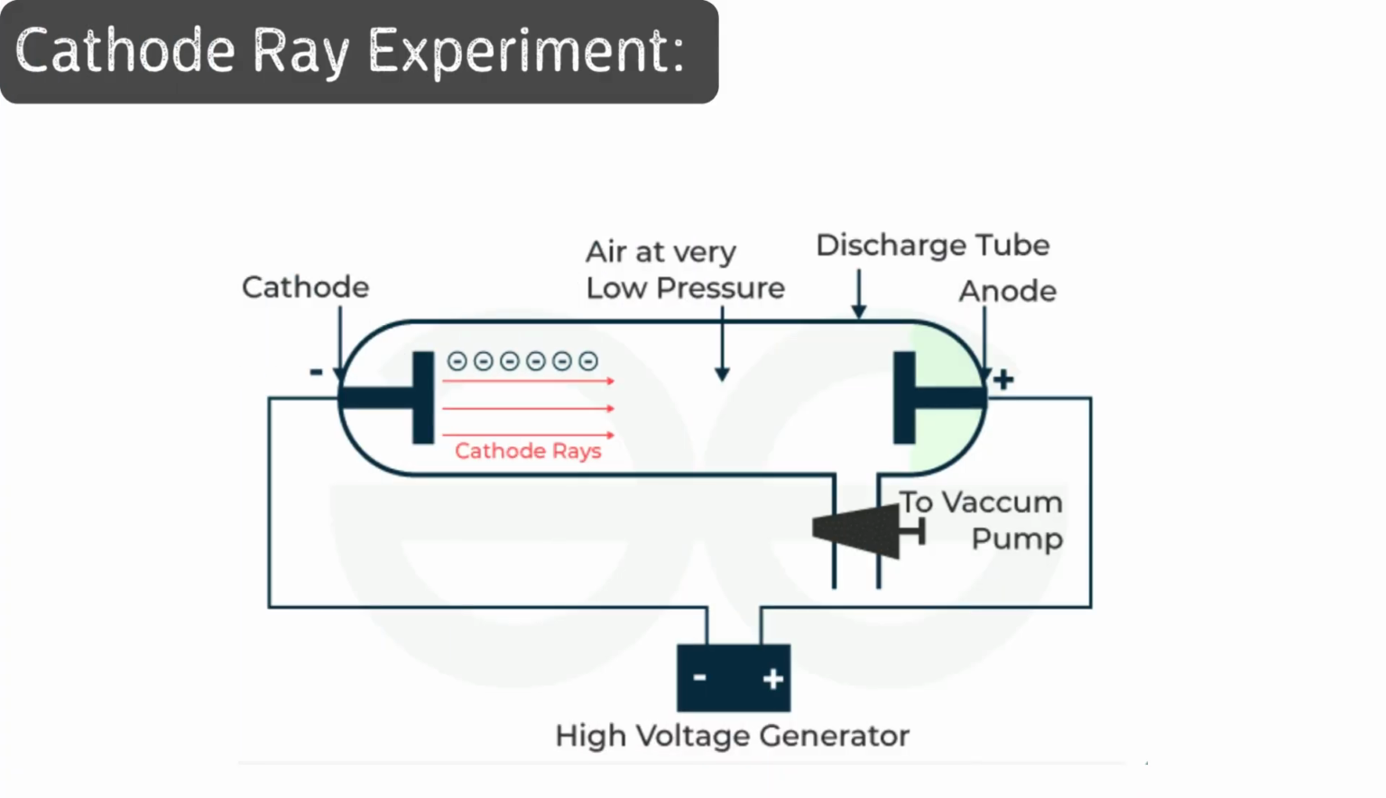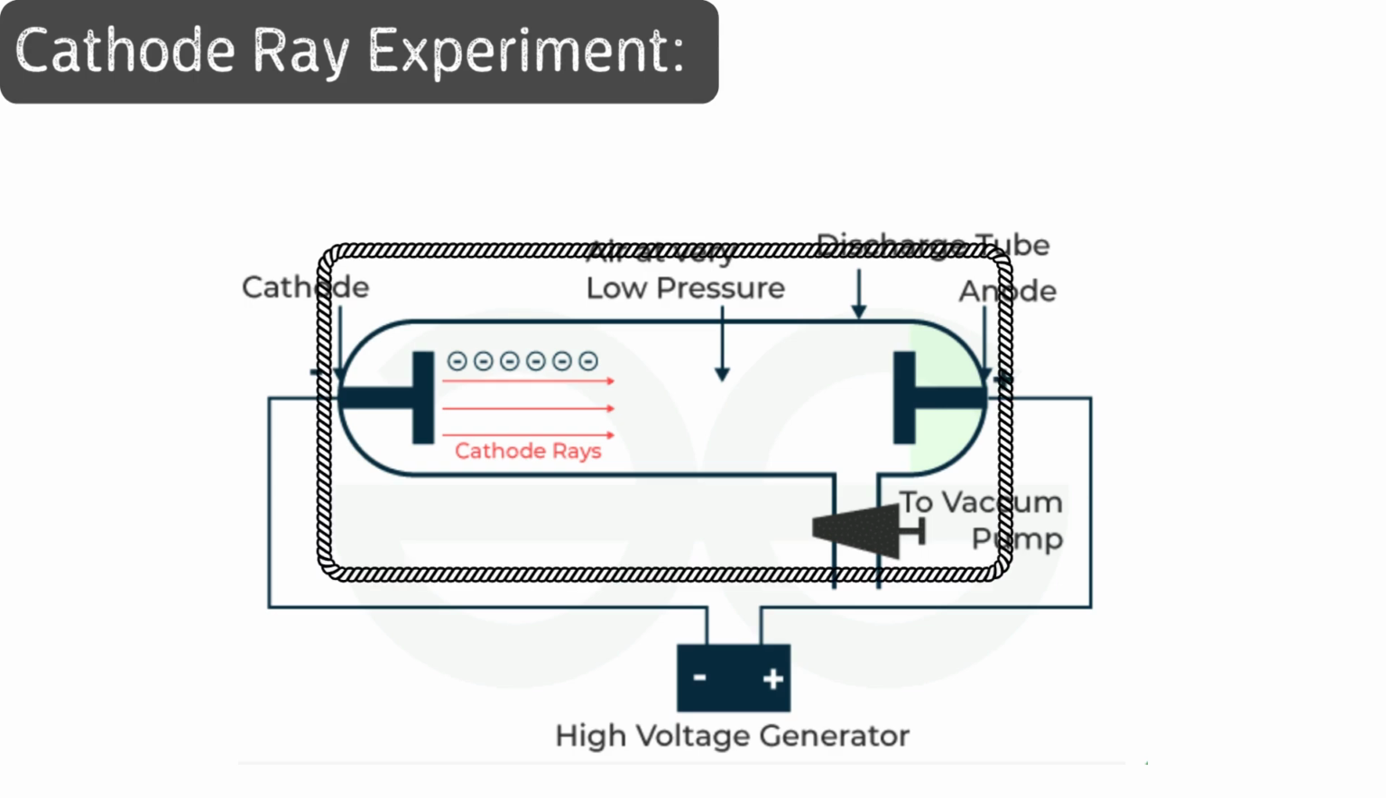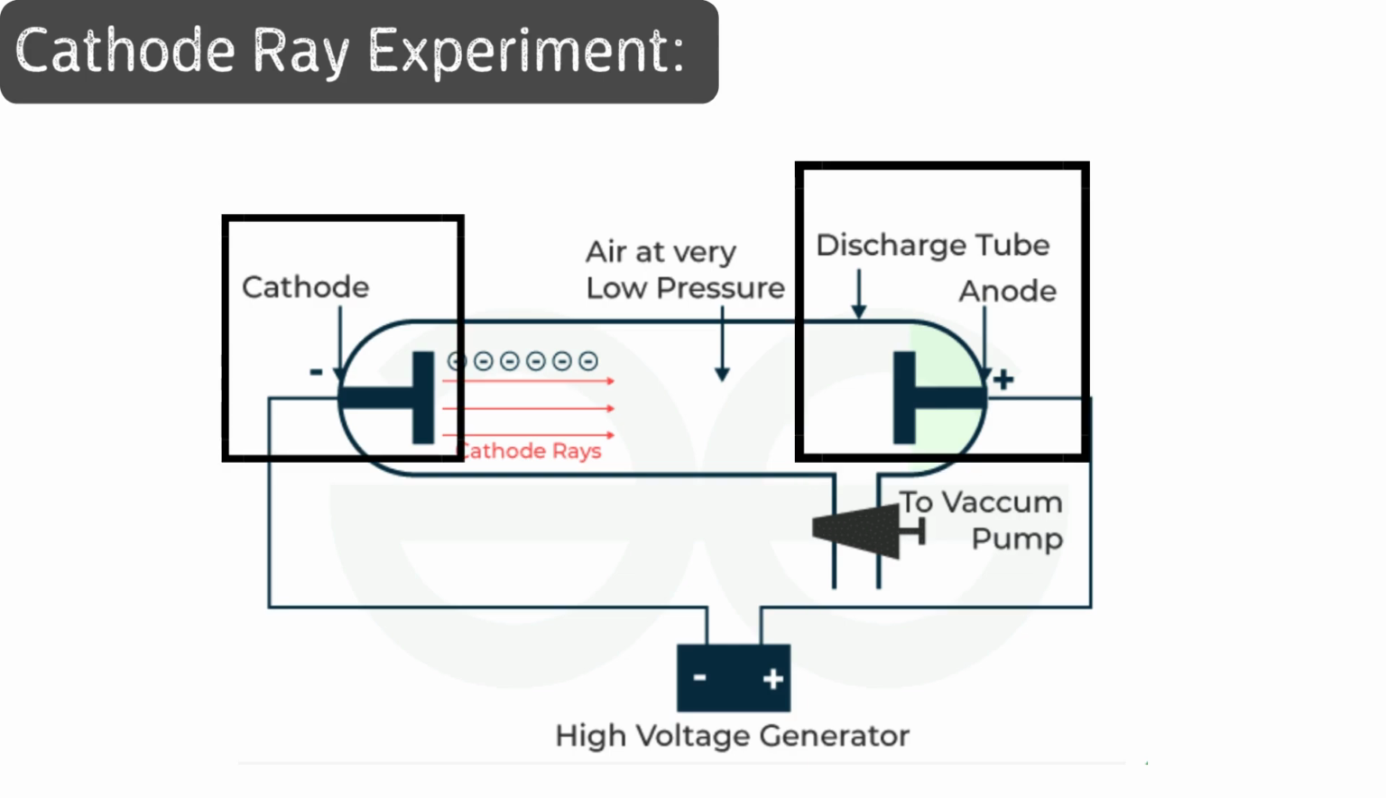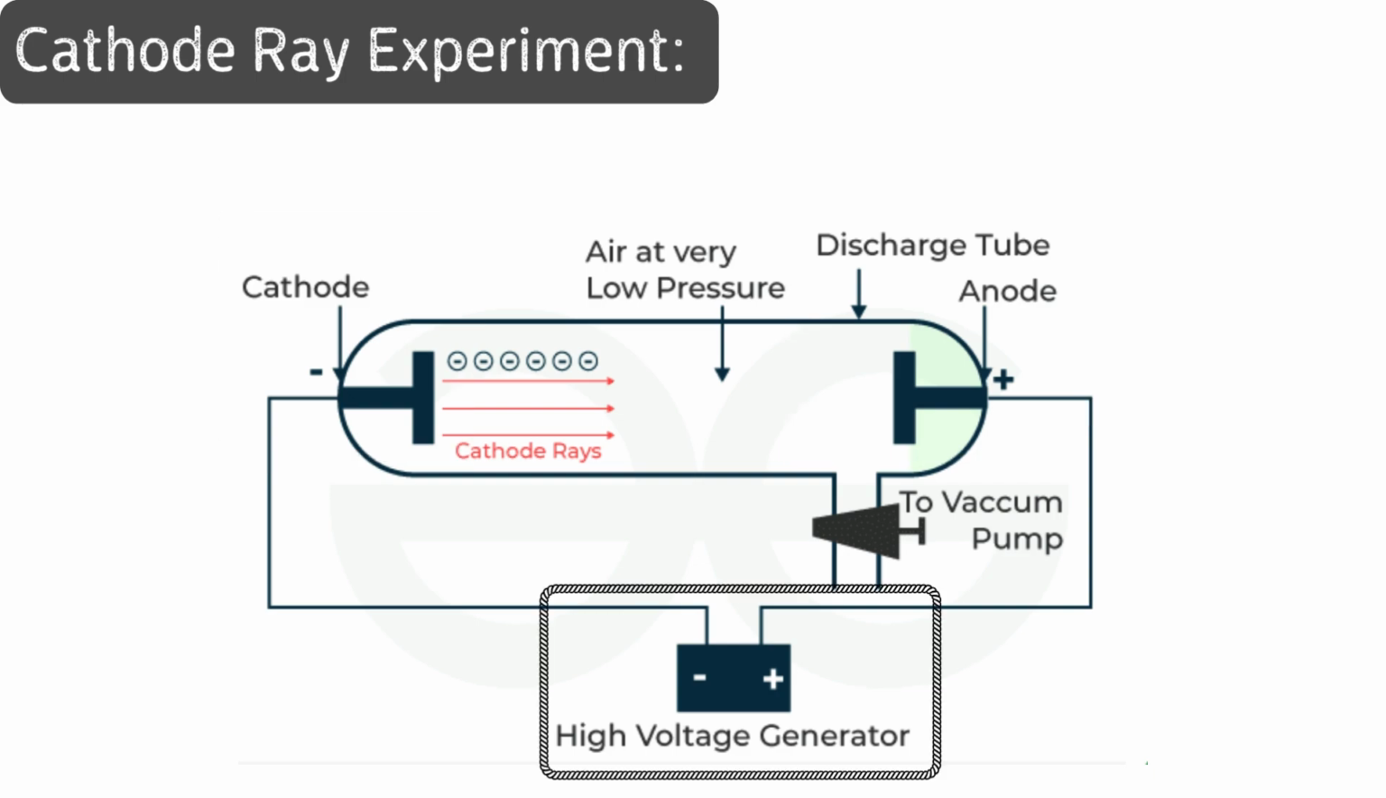Now we see the mechanism of the cathode ray experiment. First, we have a glass discharge tube that acts as a closed chamber for the experiment. Next, a vacuum pump removes most of the air inside, creating a partial vacuum. Two electrodes are fixed inside, the cathode on the left and the anode on the right. The high voltage generator is connected to both electrodes to provide strong electric potential.